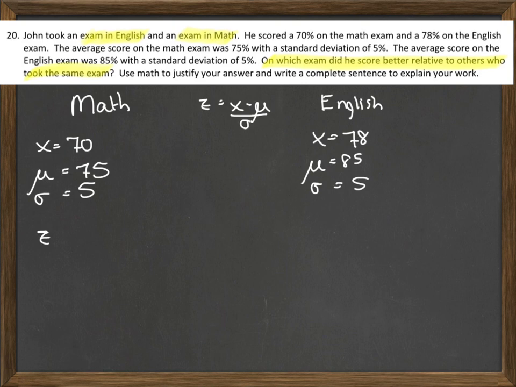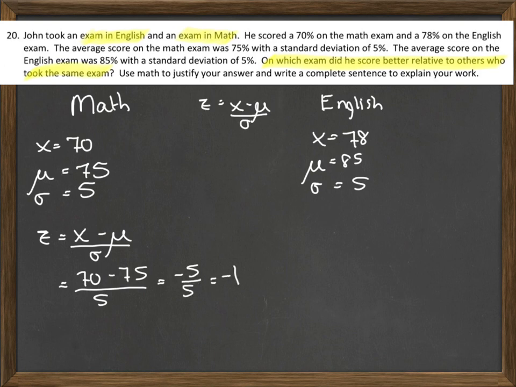So let's calculate the z-score for both exams. Again, we have the specific value minus the mean divided by the standard deviation. That's going to give us 70 minus 75 divided by 5, so negative 5 over 5, which is negative 1. If we were to interpret that right now, that means that he scored one standard deviation below average on his math exam.